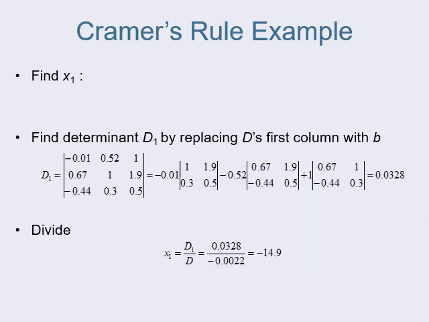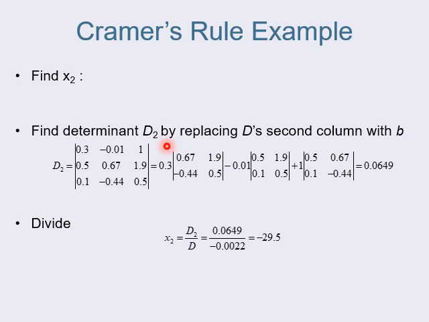Now you find x1 by finding determinant D1. For determinant D1, you replace the coefficient of x1, which is the first column, by the B vector which you had on the right hand side. So you change this by the B vector, and then you find its determinant. So x1 is D1 over D, and it comes out to be minus 14.9.